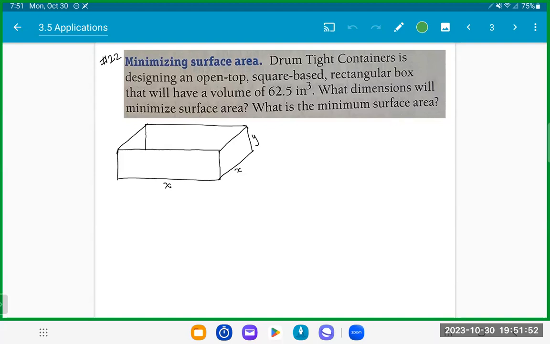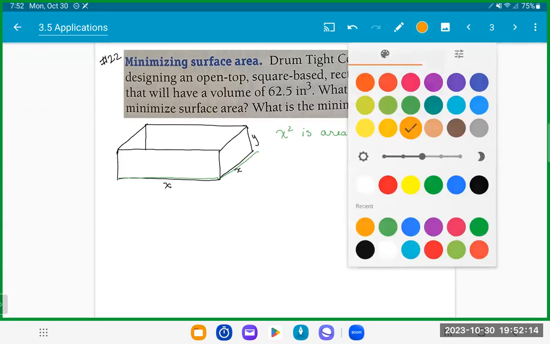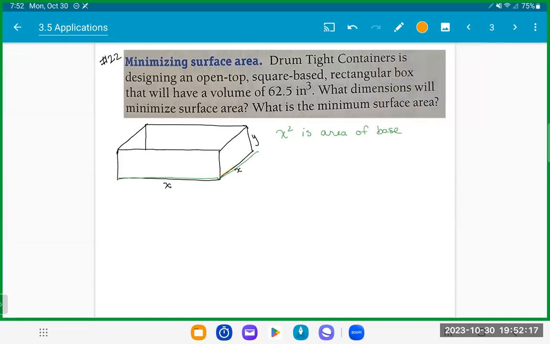Okay, so the area of the base, you can see the base then is going to be here and here. So the area of the base, x squared, is the area of the base. Okay. And then each side is going to be x, y would be each of these sides. So you have x, y is the area of the sides.